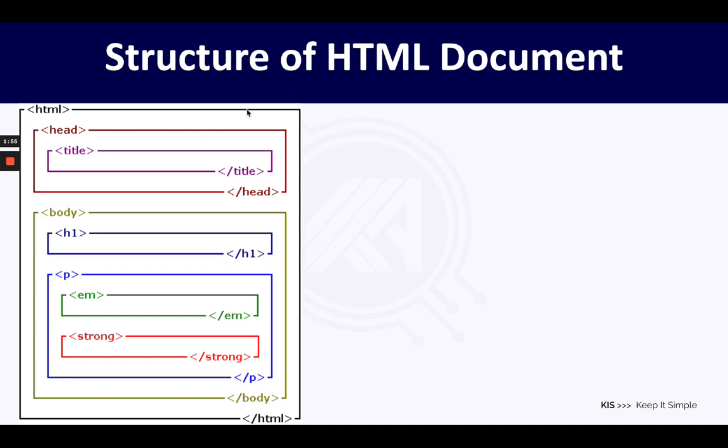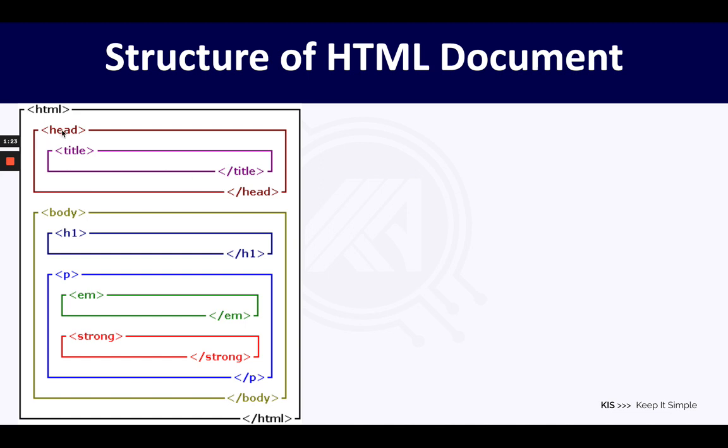Now, there is a top level element. Yeah, I just introduced a new word, element. I'm going to explain what that means in a subsequent slide. So there's a top level element here, and that element is HTML. We call it the root element. Now, inside the root element, we have two elements, and they are the head and the body.